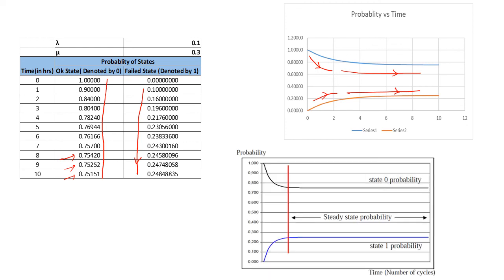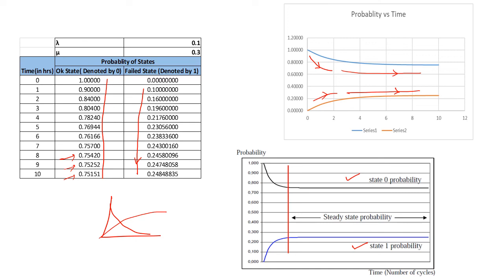If you run this for an infinite number of times, what will happen? After some time we get a steady probability. This is the state 0 probability, and this is the state 1 probability. So for the repairable component we get a curve like this, and for the non-repairable component we get a curve like this, right? So that's it for this first lecture.